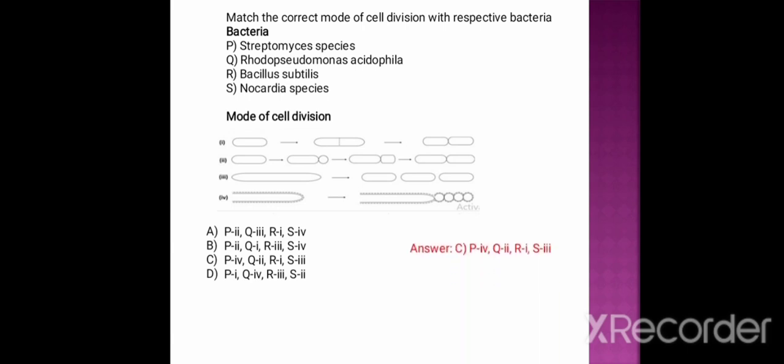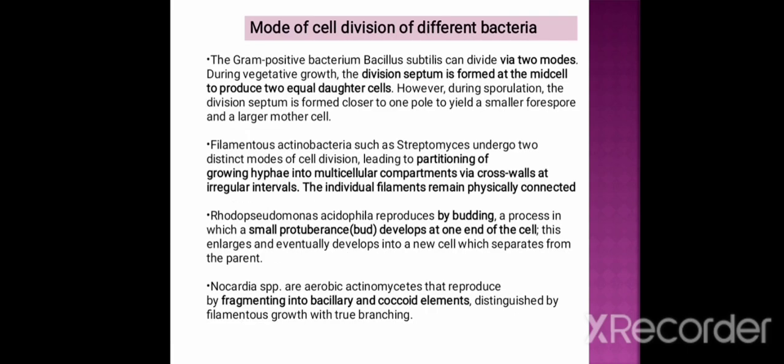Here the answer will be option C, that is P is equal to 4. P means Streptomyces species is option 4. For Q, that is for Rhodopseudomonas acidophila, it is option 2. For R, that is Bacillus subtilis, it is option 1. And the remaining is Nocardia species, S is 3. The mode of cell division of these 4 bacteria is mentioned here.